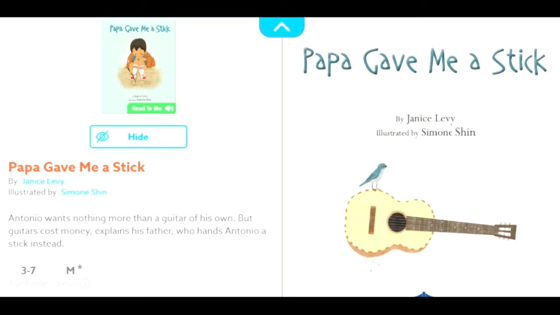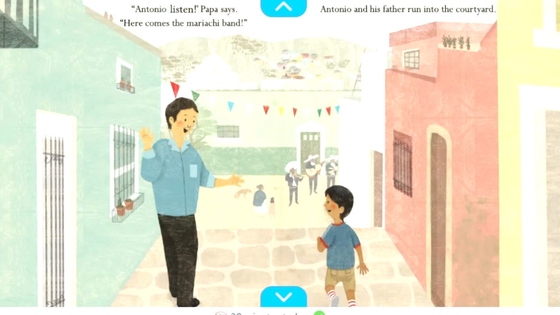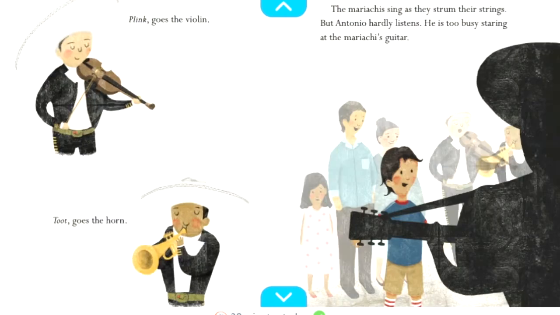Papa Gave Me a Stick by Janice Levy. Antonio, listen, Papa says. Here comes the mariachi band. Antonio and his father run into the courtyard. Blink goes the violin. Doot goes the horn. The mariachis sing as they strum their strings, but Antonio hardly listens. He's too busy staring at the mariachi's guitar.